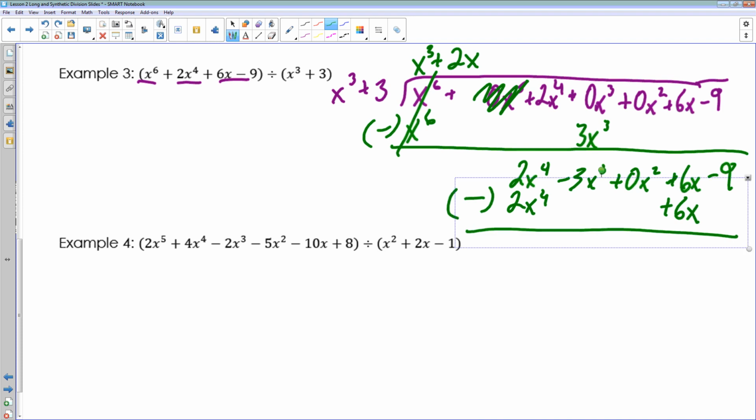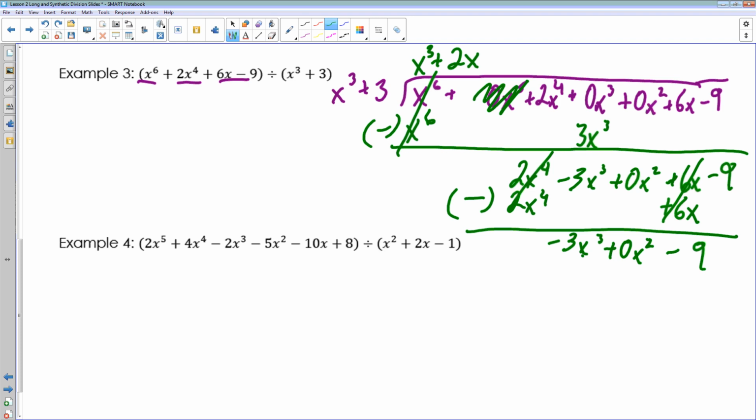Now we're subtracting. So the 2x to the 4th cancel, and negative 3x cubed minus nothing is negative 3x cubed. Nothing minus nothing is nothing. So, I mean, we can keep this for now just in case, but it might end up going away. 6x minus 6x, that's definitely going to cancel. And negative 9 minus nothing is negative 9. All right, so this should be our last round.